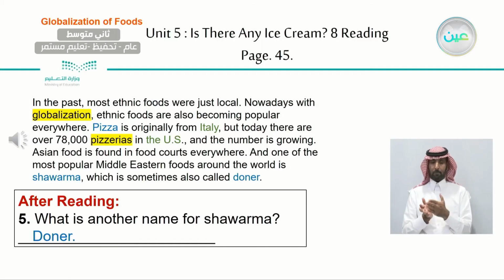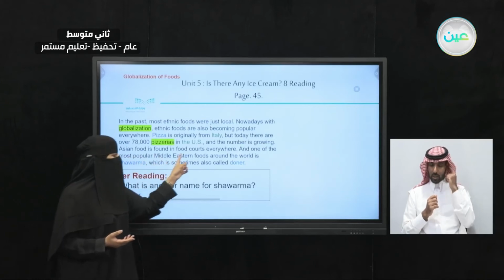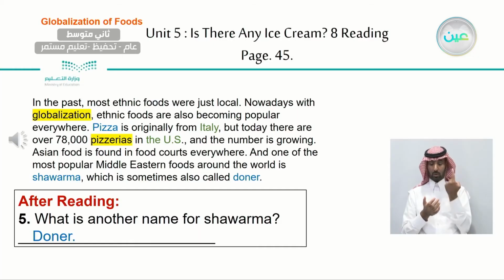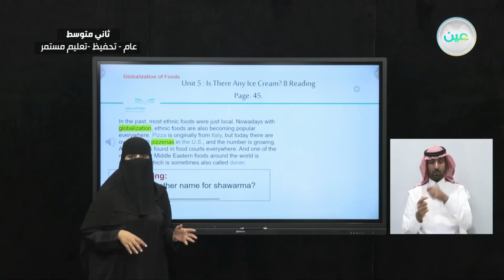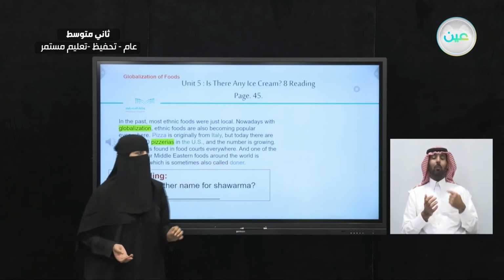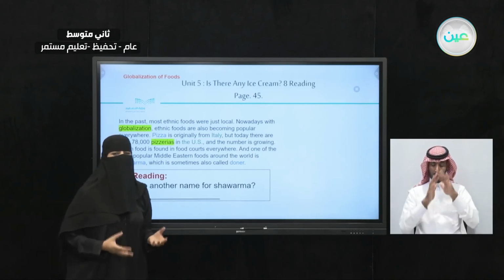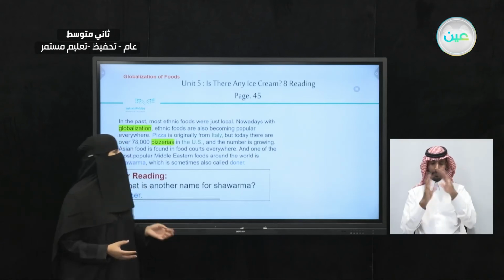Now, let's take a look here. Now, I asked you about this ethnic food, the shawarma. So where is it famous? It's from where? So here, the most popular Middle Eastern food around the world is shawarma. It is the most famous Middle Eastern. So Middle Eastern, that means it's famous in the Middle East. So it is shawarma. And the other name for shawarma is doner. Now, here I did highlight the word globalization. Did you find the meaning of the word globalization from the context? Let's read.